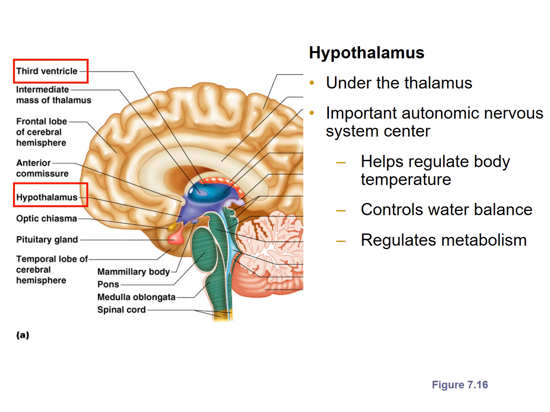It contains three important autonomic nervous system centers. It is the body's thermostat, regulating body temperature. It also controls water balance, ensuring that no more water leaves the body than enters the body. And it also regulates metabolism, the sum of all the chemical reactions that occur in the body. Since many of those chemical reactions release heat, its role in regulating metabolism is very much related to its role in regulating body temperature.